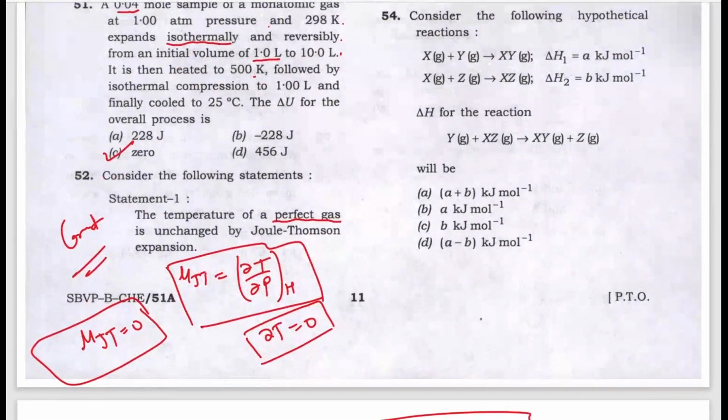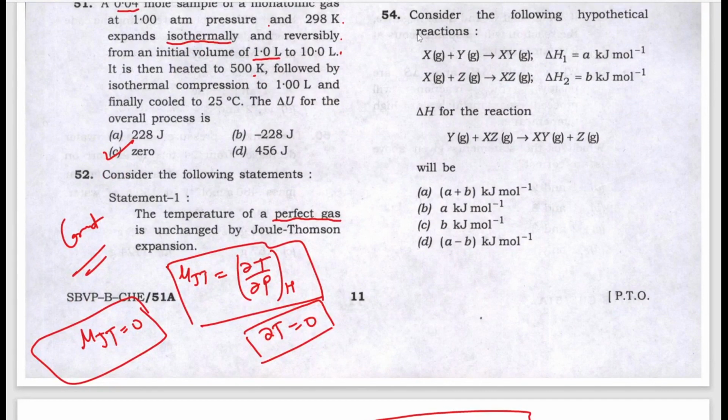In the next question, consider the following hypothetical reaction. One is this, and its change in enthalpy is A kilojoule per mole, and this is the second reaction. We have to find the change in enthalpy for the overall reaction, that is this. So we have to obtain this value, this reaction.